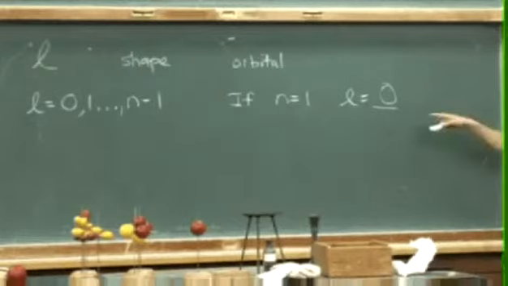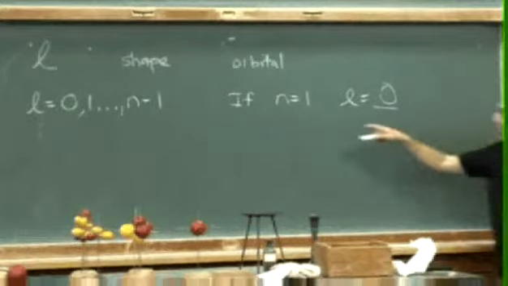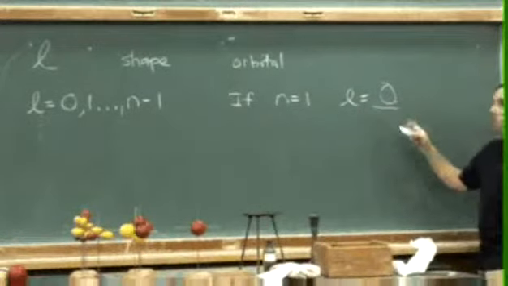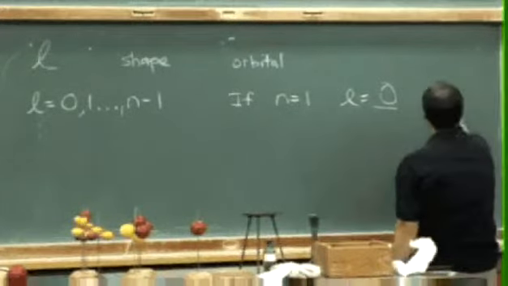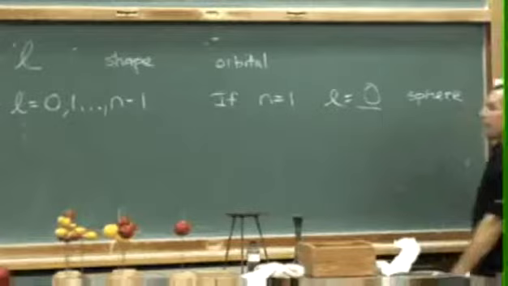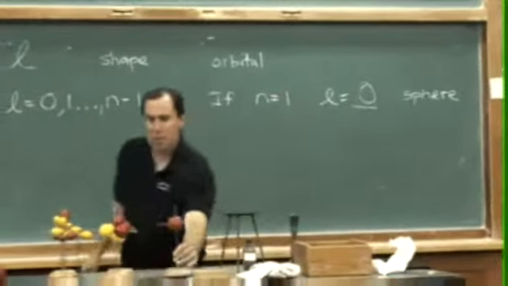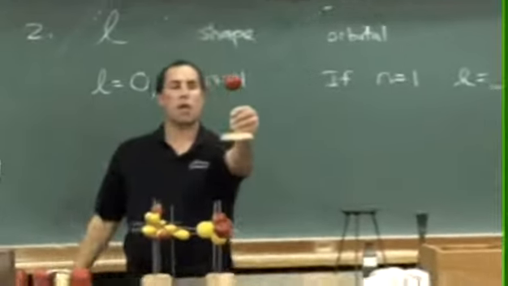You can't have L equal to 1 because L has a maximum of 1 less than n. When L is equal to 0, we say that our orbital has the volume of a sphere. And I have some models here, and there are some nice animations in the textbook.